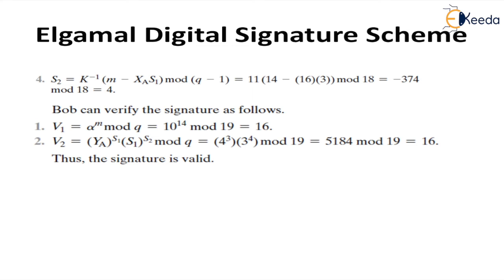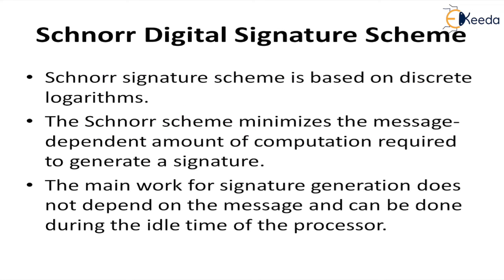V1 = alpha^m mod q = 10^14 mod 19, that is equal to 16. V2 = y_A^S1 x S1^S2 mod q, that is 4^3 x 3^4 mod 19, that is 5184 mod 19, 16. Thus, the signature is valid.